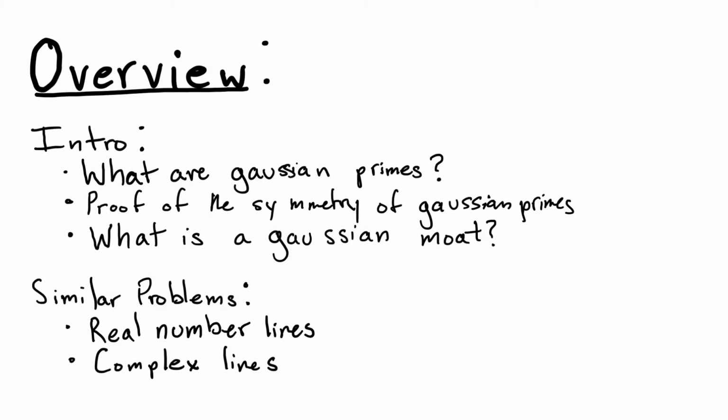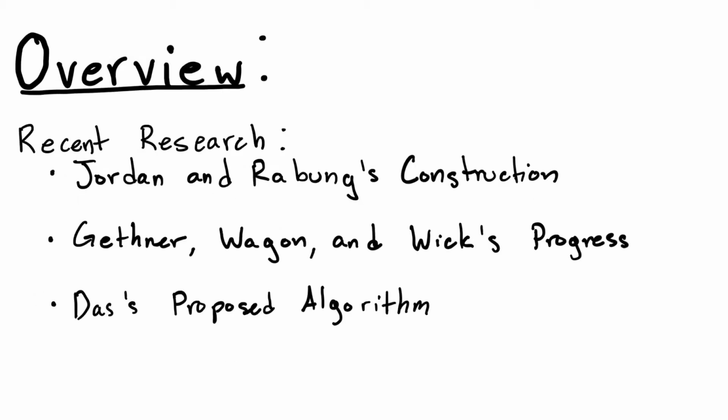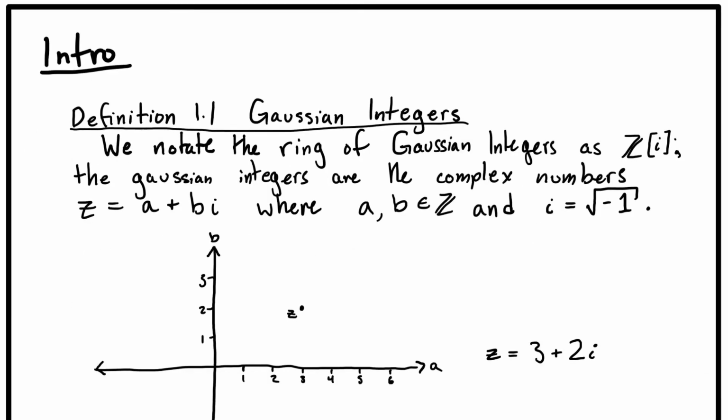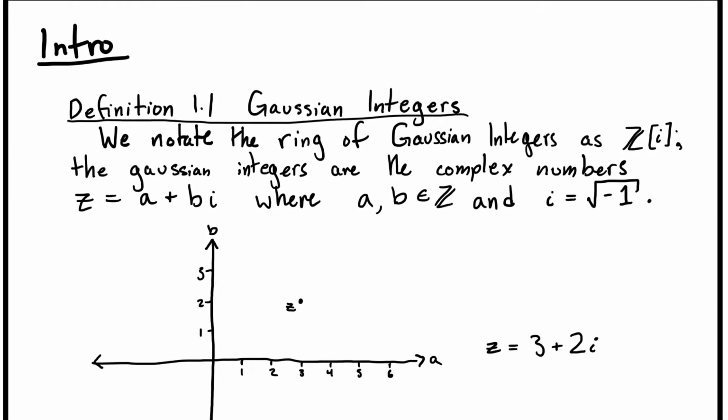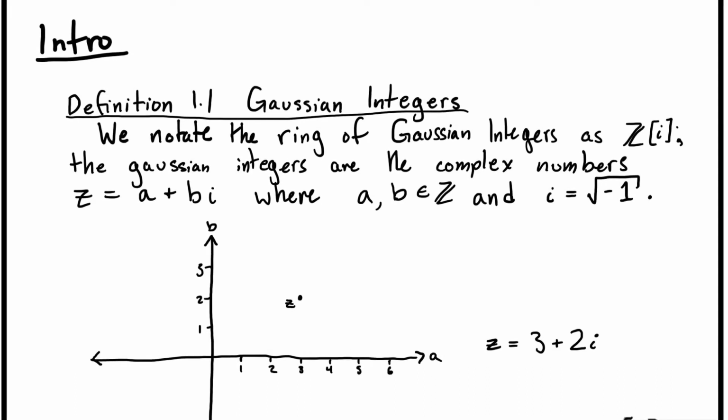After that, I will get into recent research into this open problem and the strides that some researchers have made, including Jordan and Rabung's construction, and then Gethner, Wagon, and Wick's progress into the question, and lastly, Das's proposed algorithm for finding new Gaussian primes. So to start off, I'm going to define Gaussian integers.